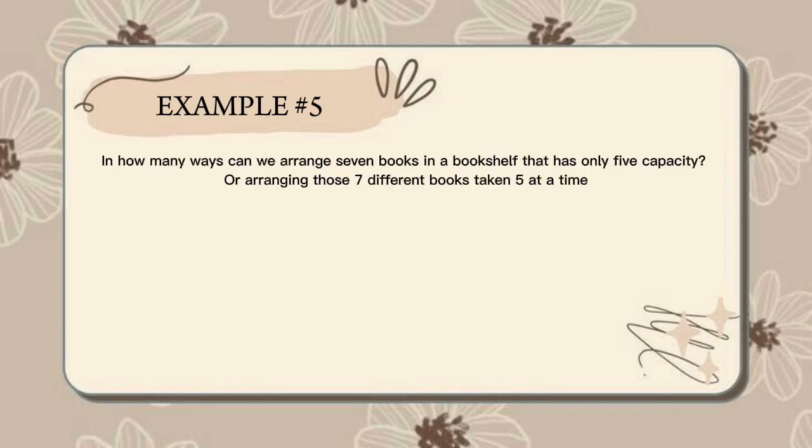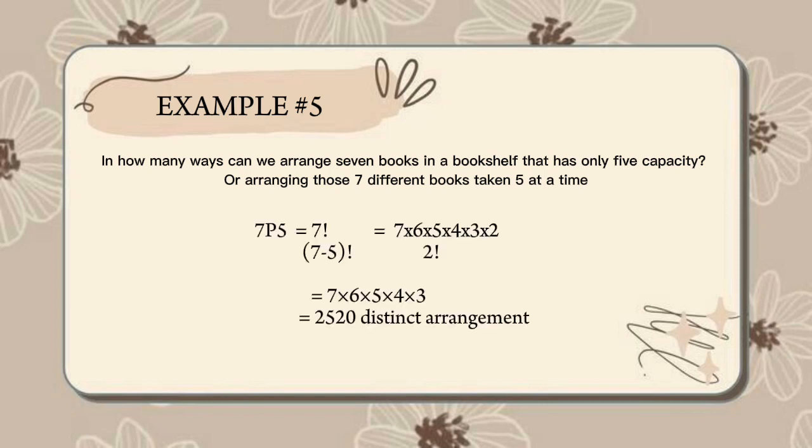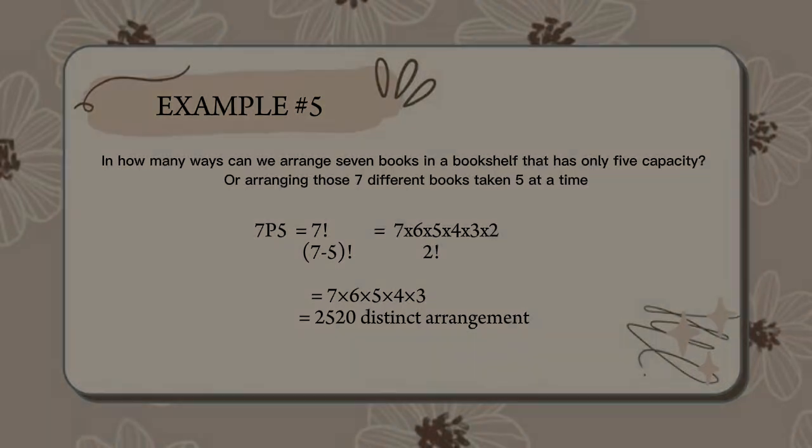We are now at our last example. Sample number 5. In how many ways can we arrange 7 books in a bookshelf that has only 5 capacity? Or arrange those 7 different books taken 5 at a time? The answer is 2,520 distinct arrangements. And that wraps up today's lesson on permutation of distinguishable objects.